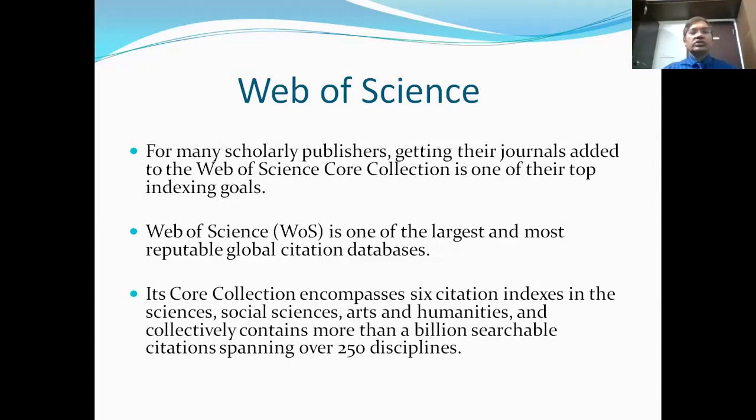Sciences, social sciences, arts, humanities, all these people can publish in Web of Science journals. Collectively they contain more than a billion searchable citations spanning over 250 disciplines.